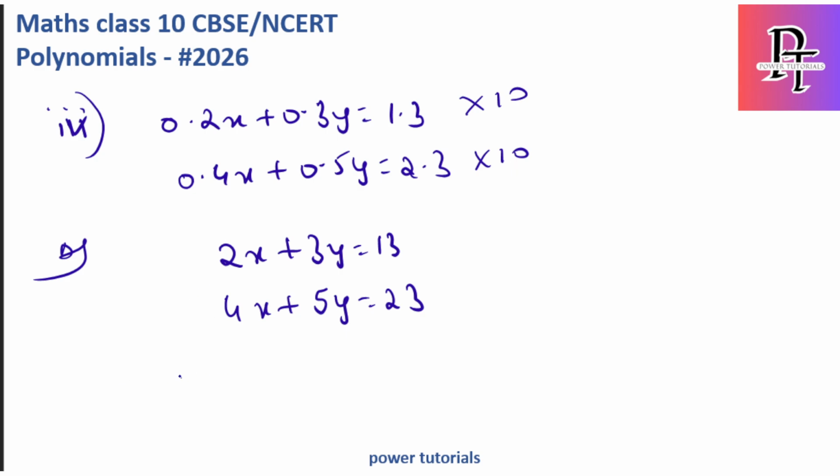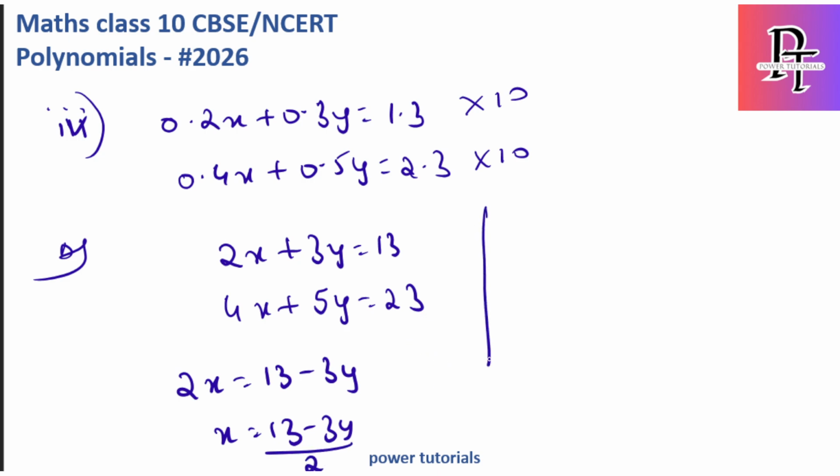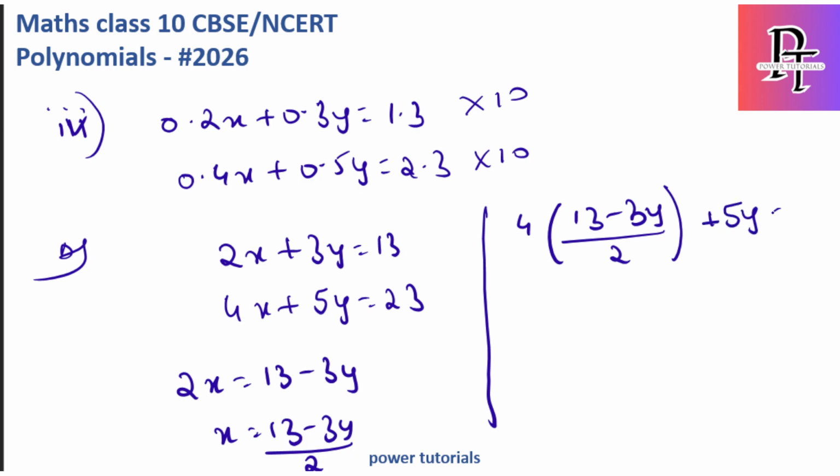So I will just write 2x is equal to 13 minus 3y. So x becomes (13 minus 3y) by 2. This I have to substitute in the second equation. So 4 into (13 minus 3y) by 2 plus 5y is equal to 23. So, okay, the 2's cancel. 2 times 13 is 26, minus 6y plus 5y is equal to 23.